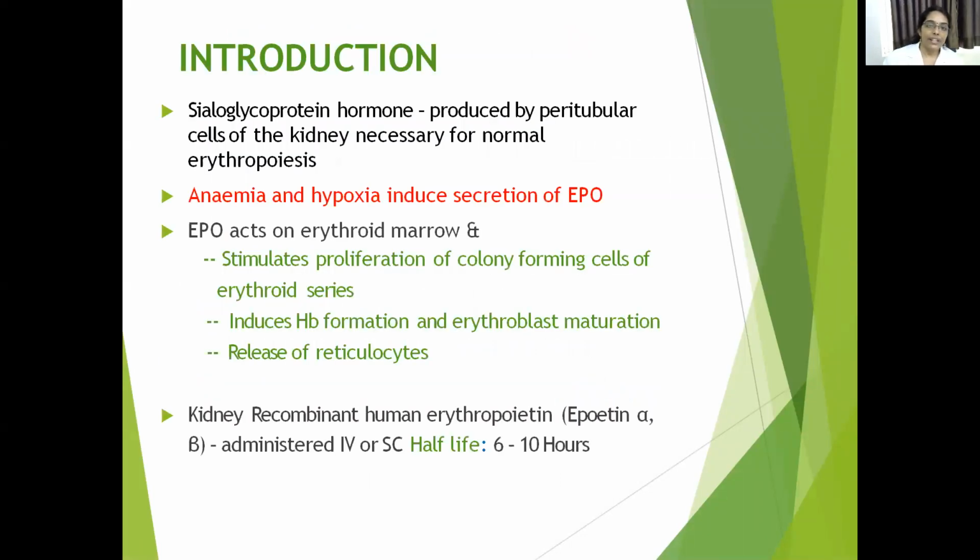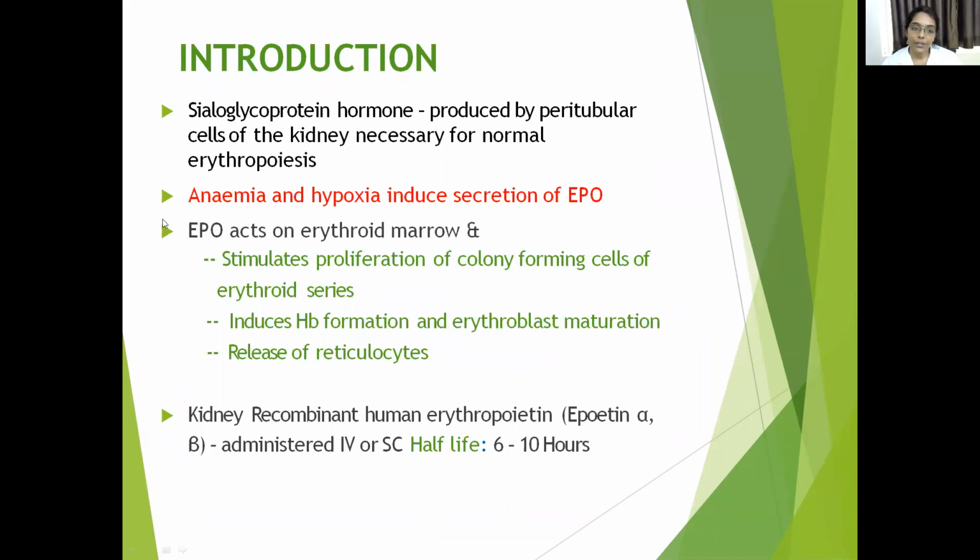So erythropoietin is a sialoglycoprotein hormone in the body. It is produced mainly by the peritubular cells of the kidney, which is necessary for erythropoiesis. So that is why we see erythropoietin deficiency in chronic kidney disease, because it is produced mainly by the peritubular cells of the kidney. So whenever there is a state of anemia or hypoxia in the body, they stimulate the peritubular cells of the kidney to secrete erythropoietin.